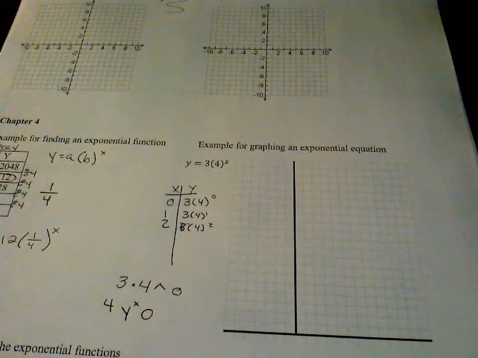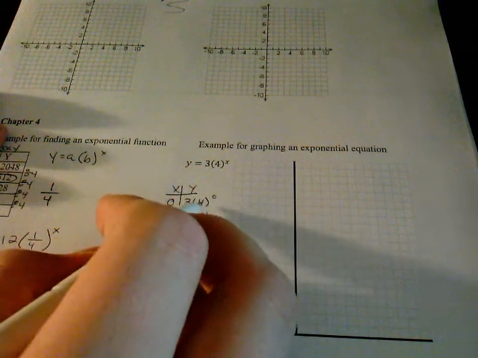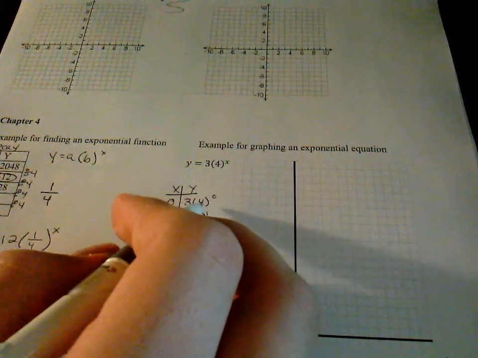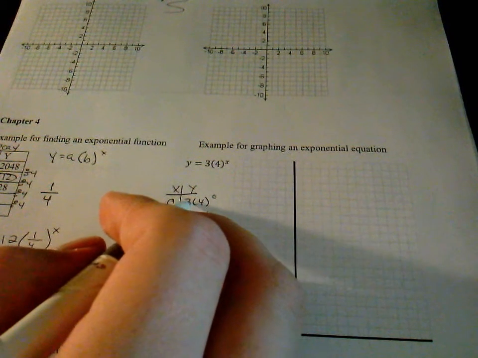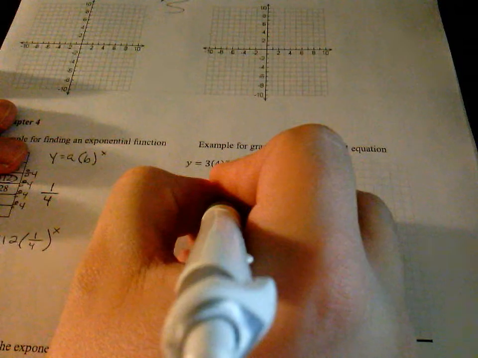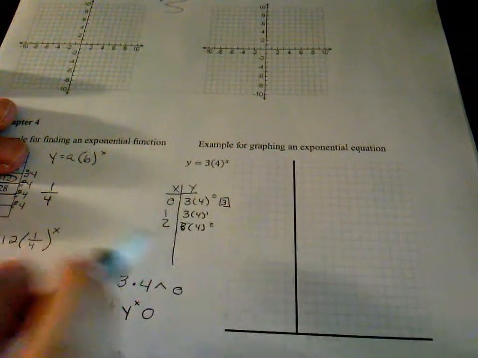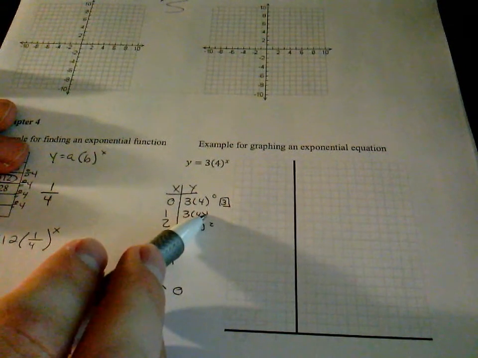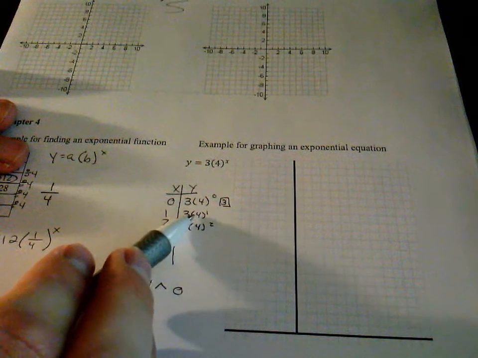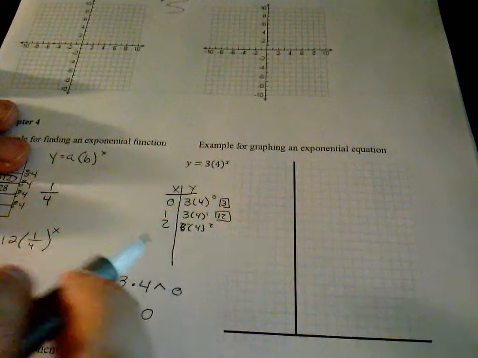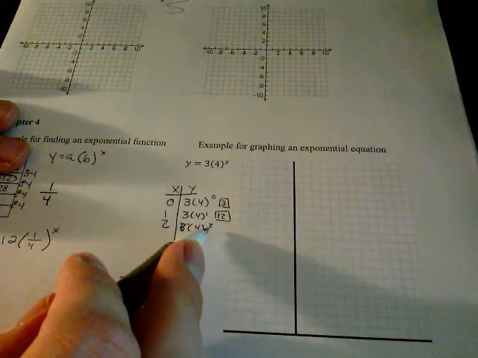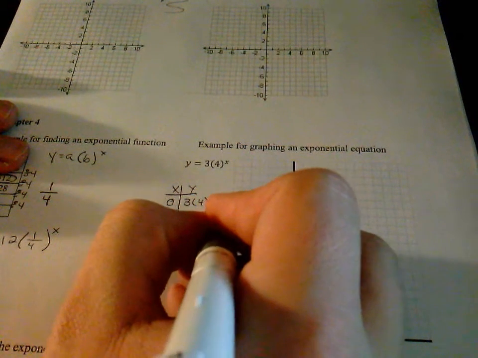Otherwise, you can just look at it like this. First one is 4 to the 0 power. Well, we know anything to the 0 power is 1. Then take that and multiply by 3. You're going to get 3 as your answer. Next one, 4 to the first power. Anything to the first power is itself, times 3. It's going to give you 12. Next one is going to be 4 squared, which is 16, times 3, which is going to be 48.